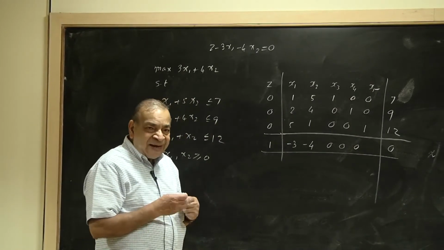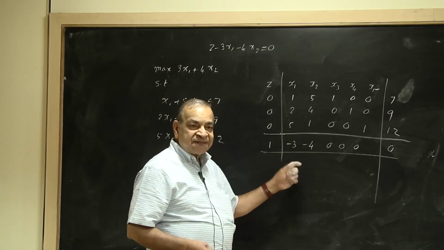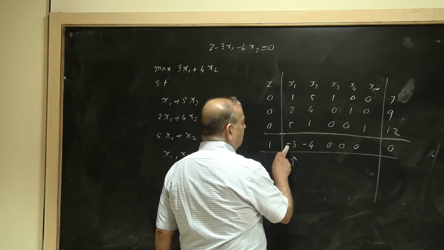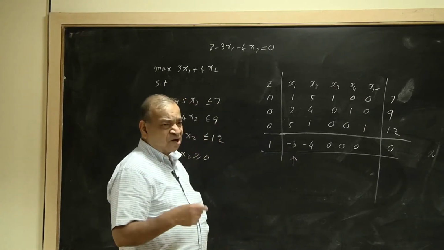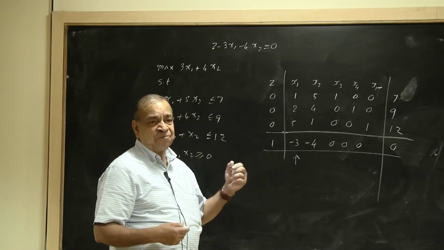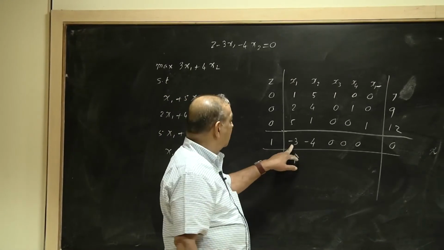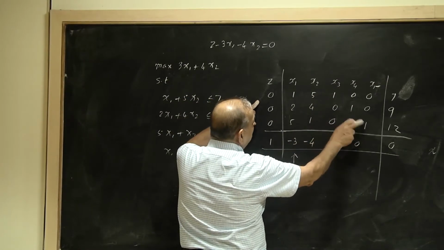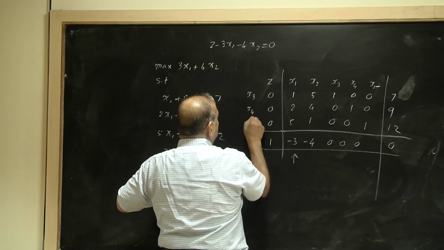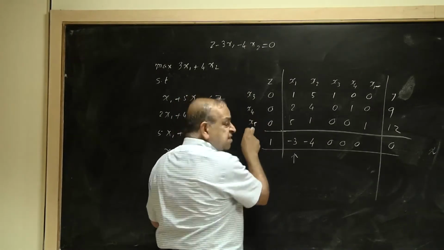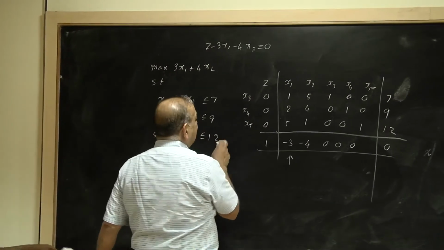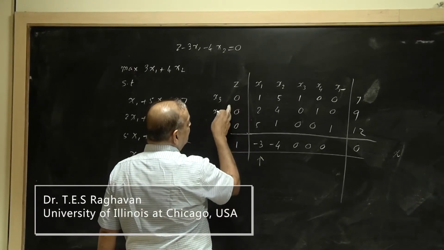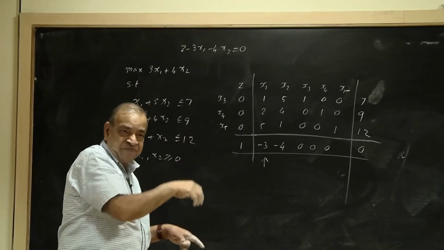Our mechanical method is to look for these negative quantities. You can start from anywhere, it doesn't matter. It is known that there is no real efficient procedure beyond this. Wherever you find this 1, 1, 1, this one is x3, this one is x4, this one is x5. These are called the basic variables for this particular table.